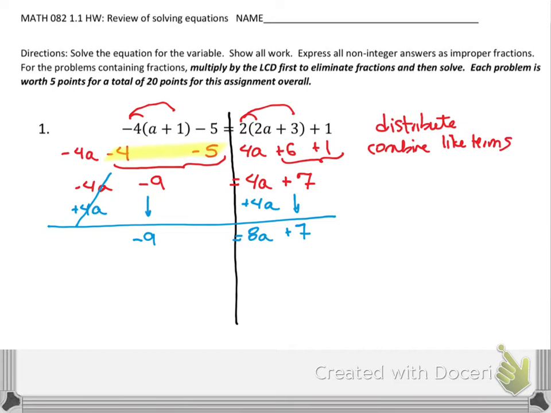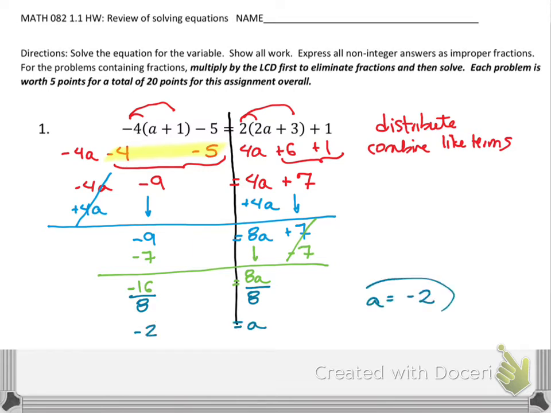Now that I have all of my terms that contain a variable on one side, I want to get the rest of my terms, the terms that don't contain a variable, which are called constants, on the other side. I need to do this by subtracting 7 from both sides. Negative 9 minus 7 gives me negative 16, and then I just bring down this 8a, because of course these cancel out. Last but not least, I need to get rid of the coefficient of a, which is 8, and I do that by dividing both sides by 8. So negative 16 divided by 8 is negative 2. So my final answer is a equals negative 2. So that is the answer to the first question.